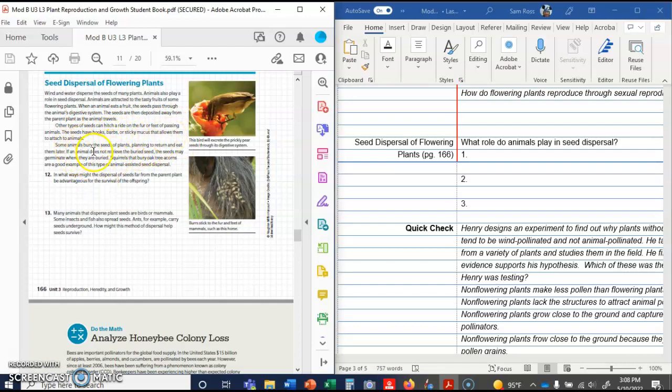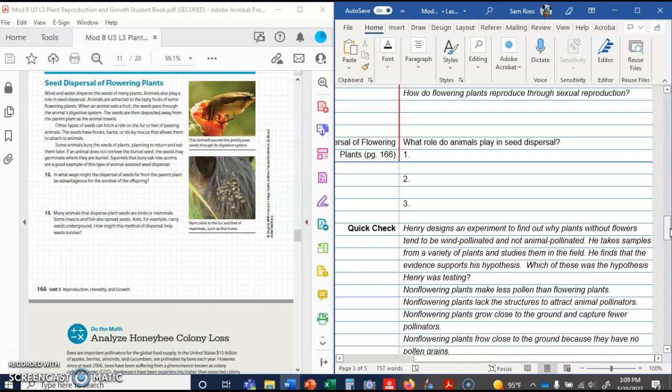And then lastly, some animals bury the seeds of plants, planning to return and eat them. Sometimes they forget. So we have that the animal ate the fruit and the seeds passed through the digestive system, that the seed hitched a ride on the fur or feet of a passing animal, or that the animal buried the seed of the plant, planning to return, and didn't, and all of a sudden you have an oak tree.